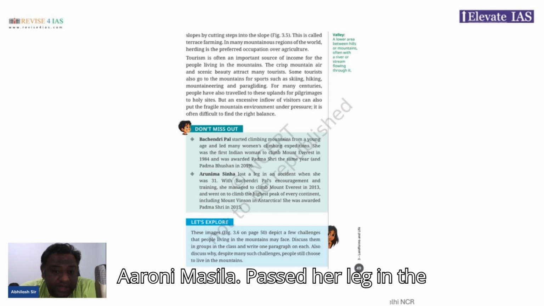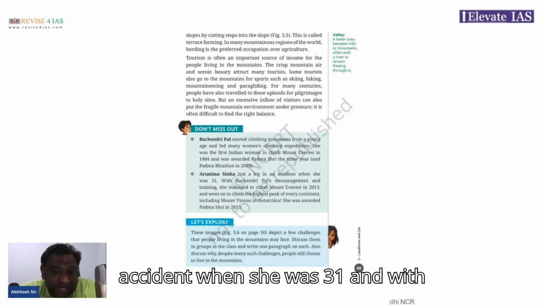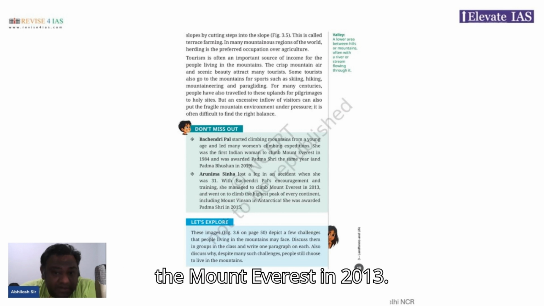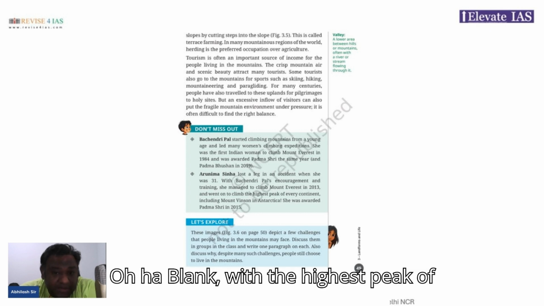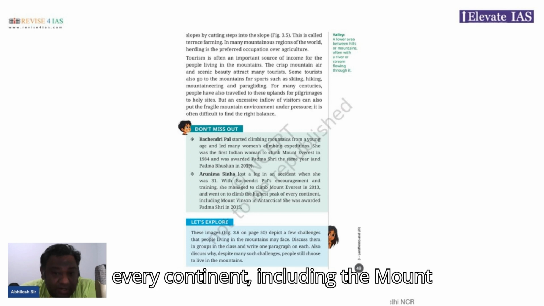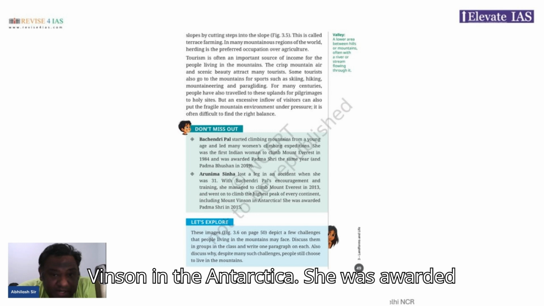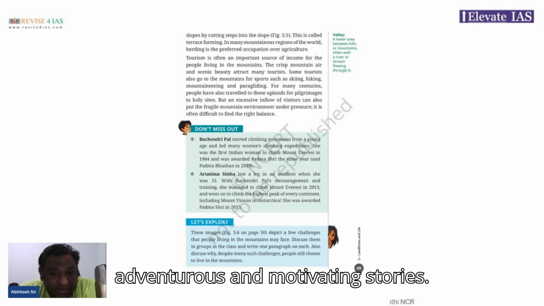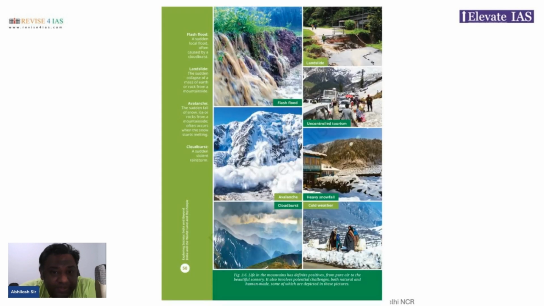Arunima Sinha lost her leg in an accident when she was 31, and with Bachendri Pal's encouragement, she climbed Mount Everest in 2013. Now, she has also climbed the highest peak of every continent, including Mount Vinson in Antarctica. She was awarded the Padma Shri in 2015. So these are all adventurous and motivating stories.